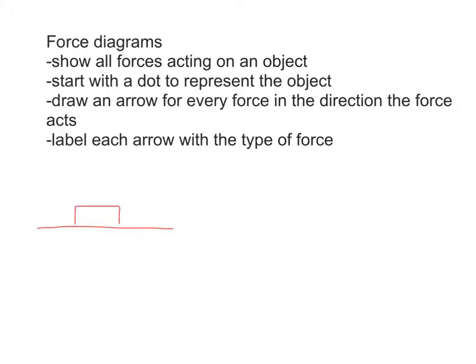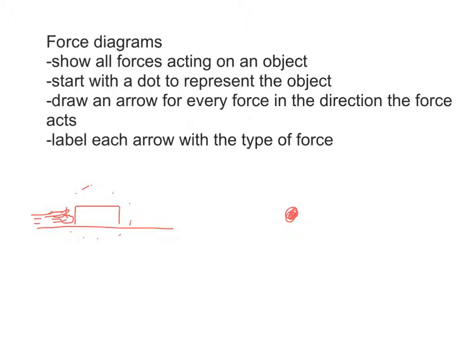Let's do a book being pushed across the table. So it's moving and it's being pushed by a hand. That's a really bad hand. But a hand pushing the book and it's moving. You're going to start with a dot to represent your object. So my object in this case that I'm looking at is the book. Here's the book being represented. You're going to draw an arrow for every force in the direction that the force is acting.